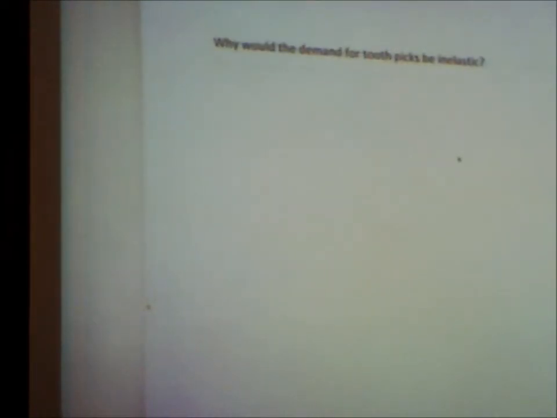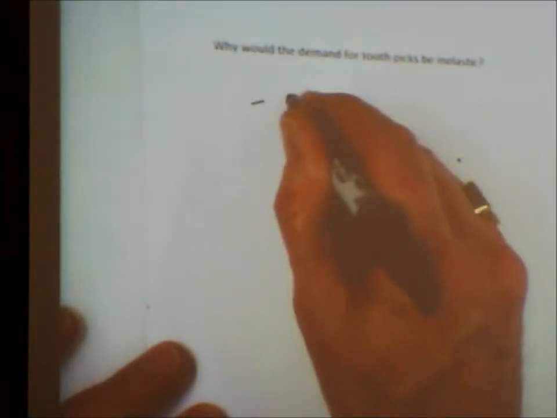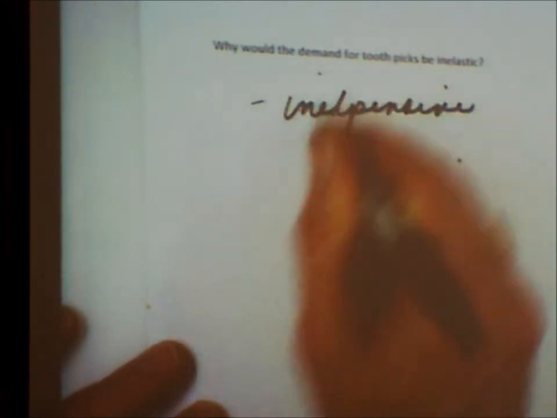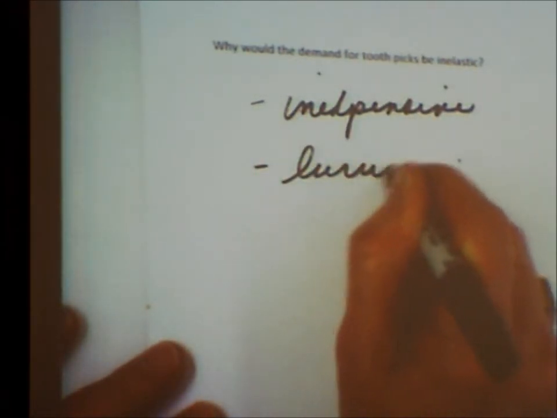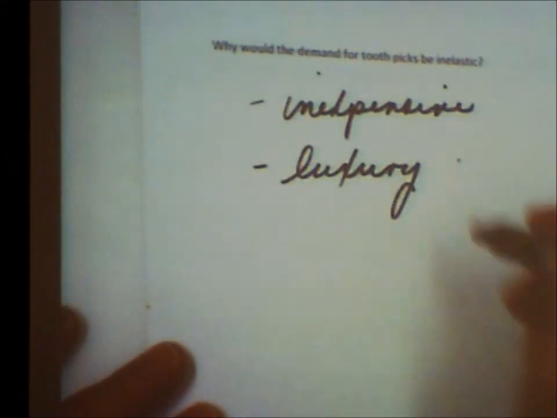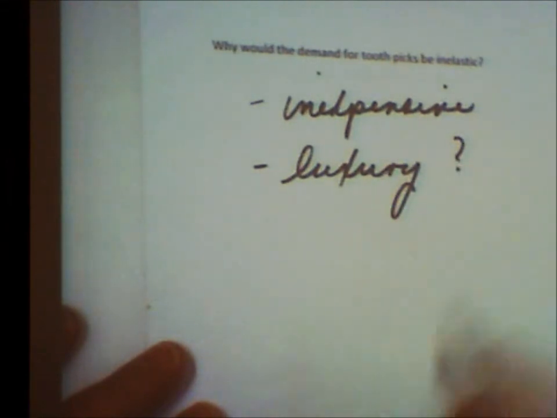Why would the demand for toothpicks be inelastic? Because they're so easy to make. Well, they're inexpensive and it's like a luxury, but it's an inexpensive luxury. A luxury how? They're not necessary for life, but if you get something between your teeth, it's nice to get it out. So it's not necessary, but it's useful.